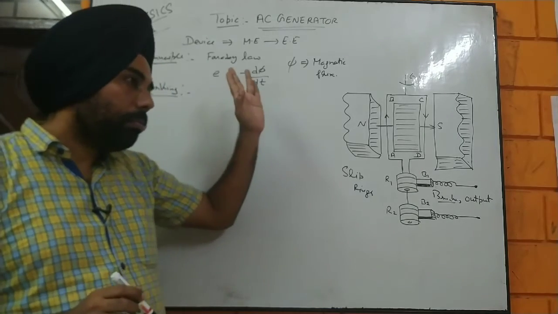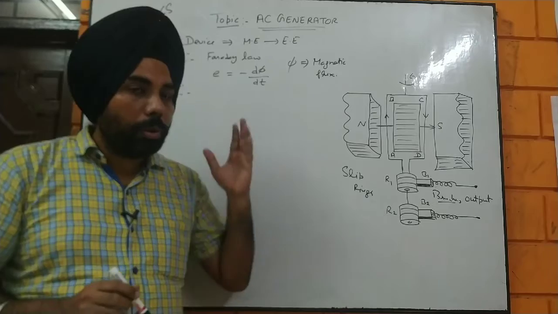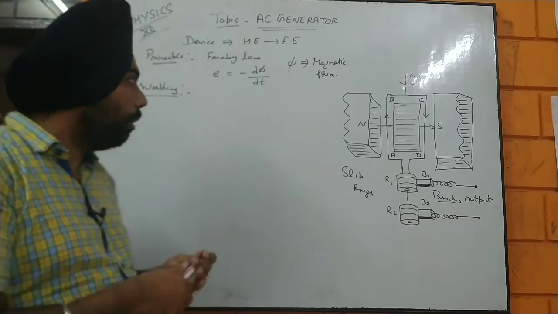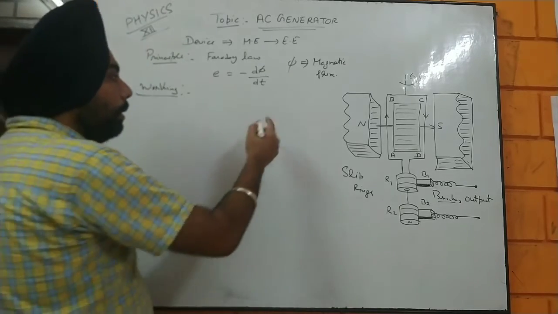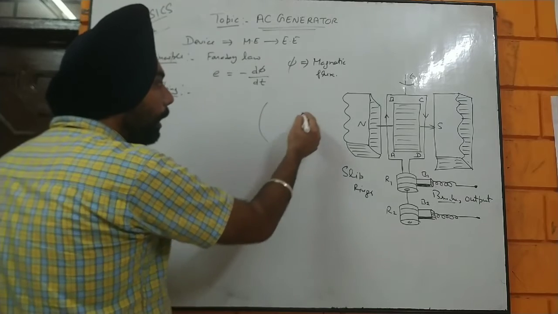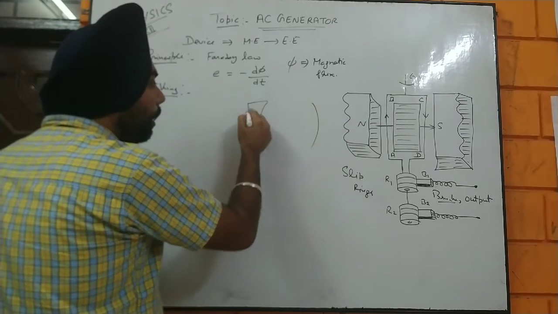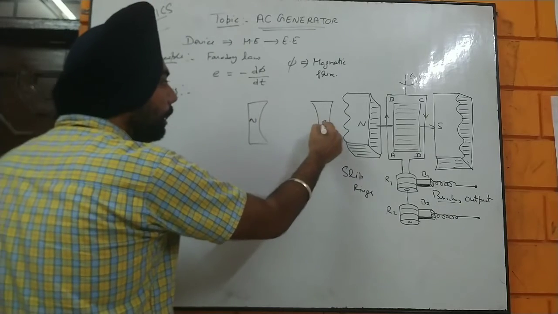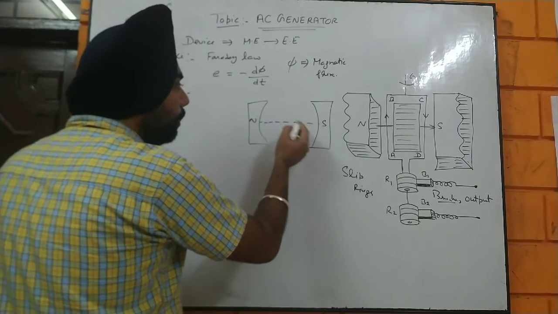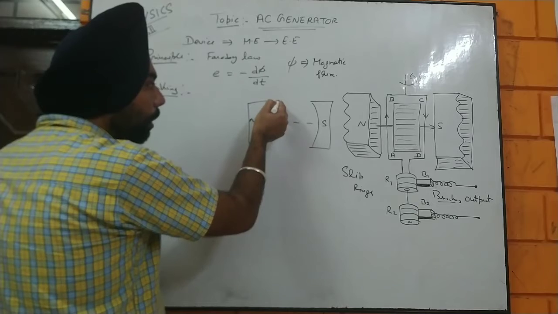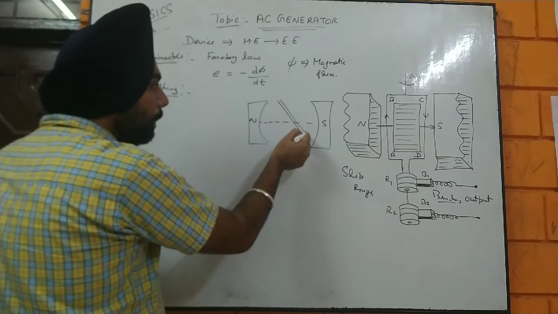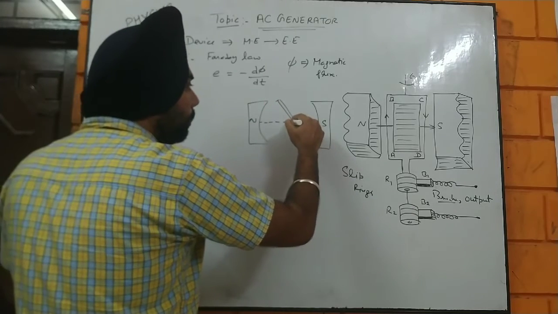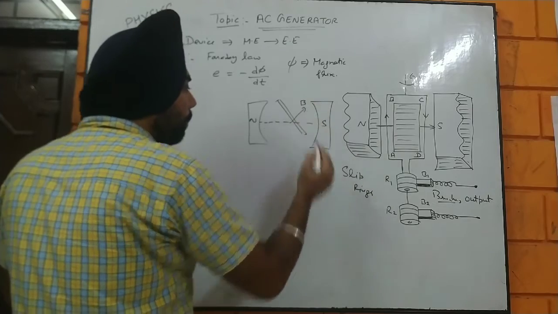Okay, now what about the formulas? What about the graphs of AC? We can also make it very simple here. Let's take a particular point, where that is our north pole and that is our south pole. Assuming the coil is at something here, we have that B.